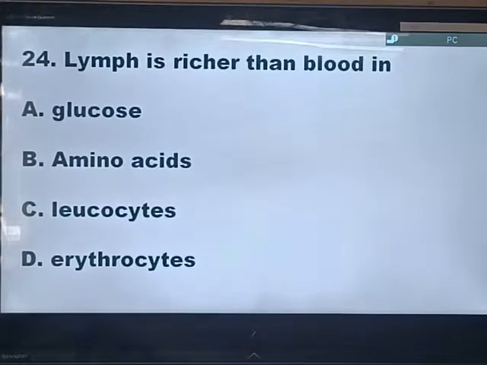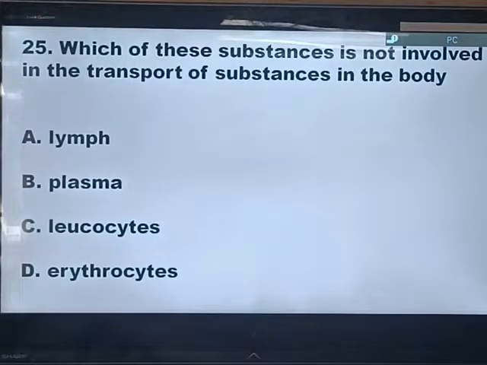Let's go ahead to number 25 now. Which of these substances is not involved in the transport of substances in the body? We know that lymph is involved in the transport of substances. Plasma, I've told you that plasma transports most of the carbon dioxide in the body. Even apart from that, plasma helps to transport even metabolic waste products. Not only that, plasma transports hormones and enzymes, and so on and so forth.